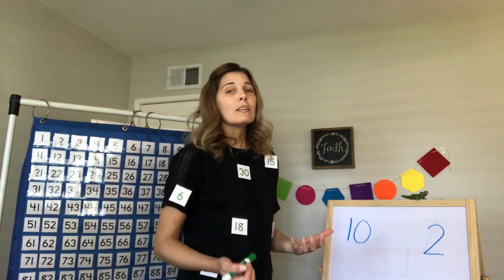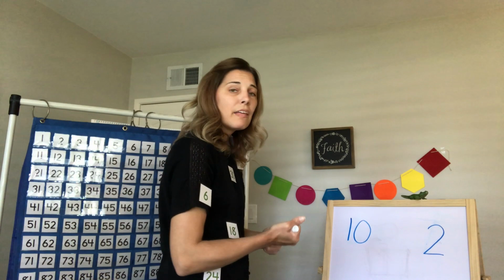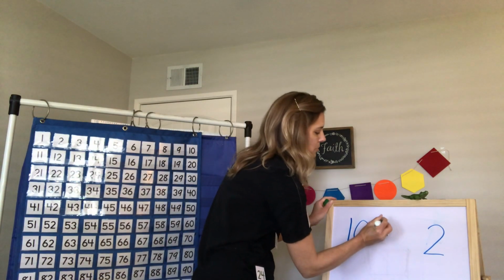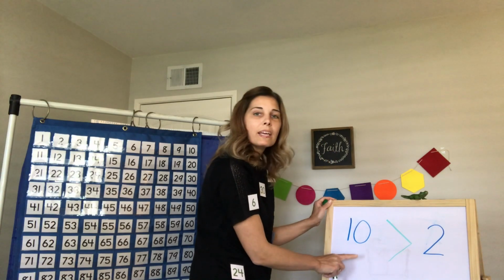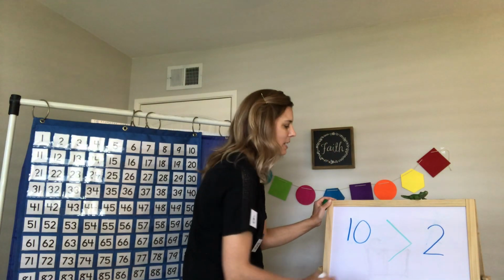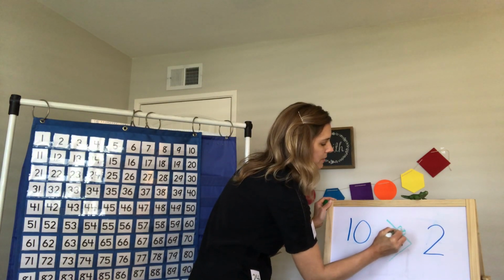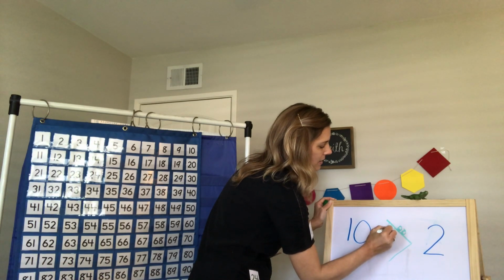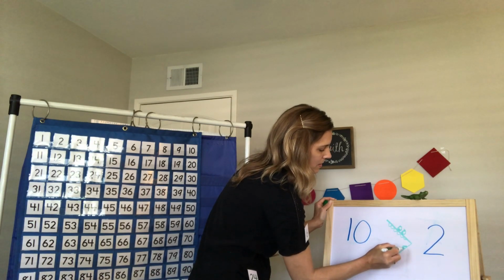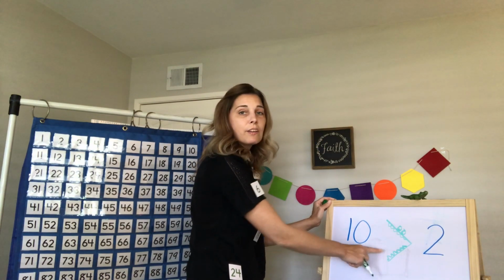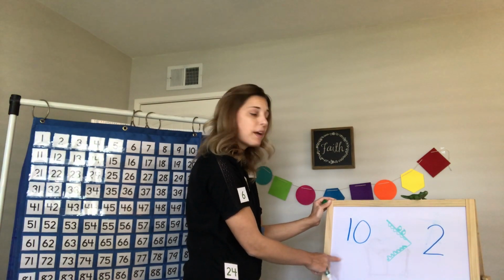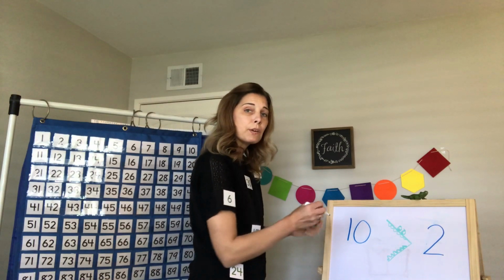So this time his mouth is going to face the other way. So I'm going to draw my hungry alligator's mouth and it's going to open up so it can eat the number 10. And I'll give my alligator his eyes and his teeth. Because this hungry alligator wants to eat the bigger number, and this time 10 is the bigger number.